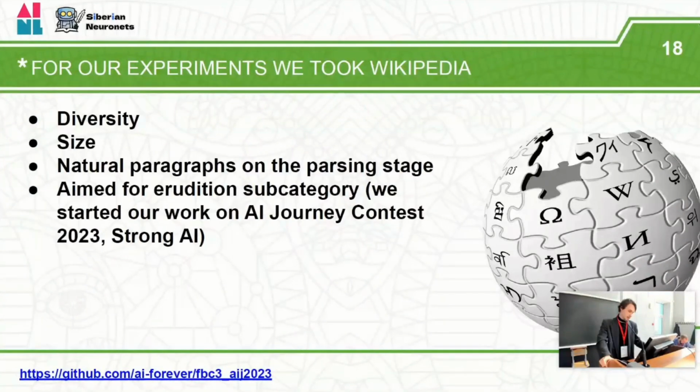For our experiments, we took all of English Wikipedia because it has a lot of diversity, it has a big size, and there are natural paragraphs that we can parse into chunks in our database. And firstly, we aimed for an erudition subcategory. When we started to build our solution, we worked on an AI Journey contest where this nomination was.